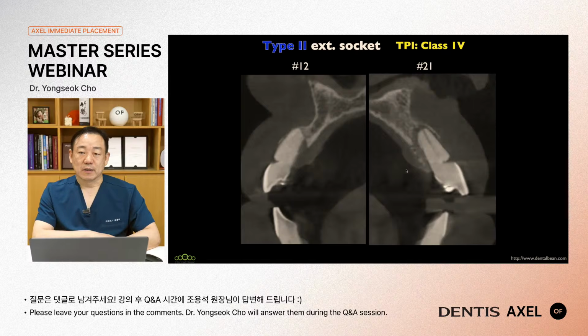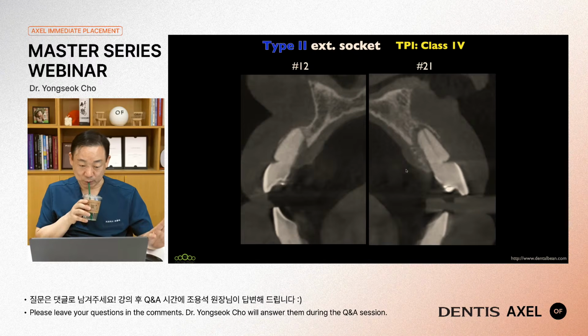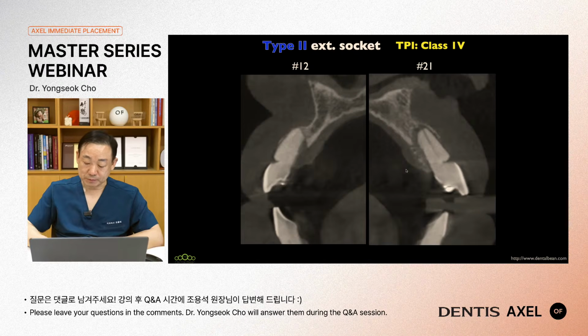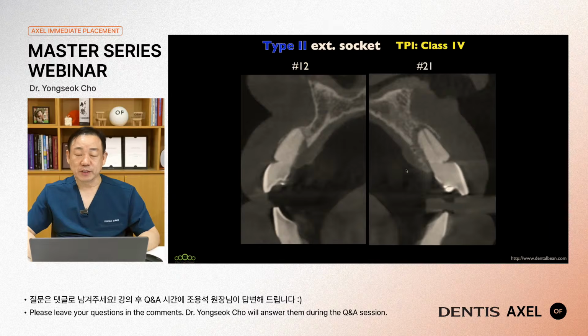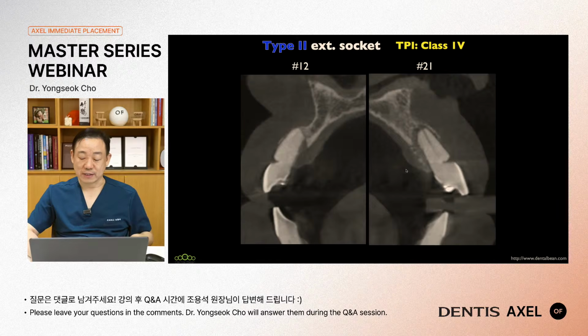Okay, this is a typical type 2 extraction socket, and the TPI was class 4 TPI. With class 4 TPI, it is difficult to control the path of the implant. So, in such a situation, do not try to angulate the implant toward the cingulum. Focus on not penetrating the apex. And then, finally, the axis will be toward the incisal edge.